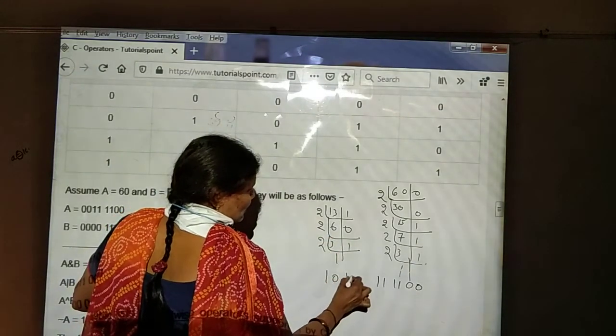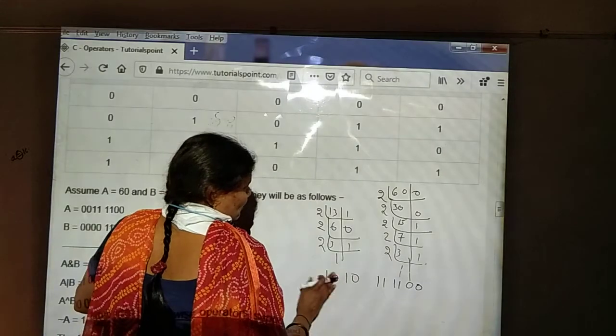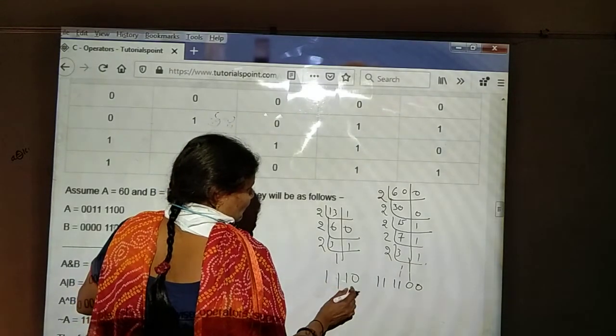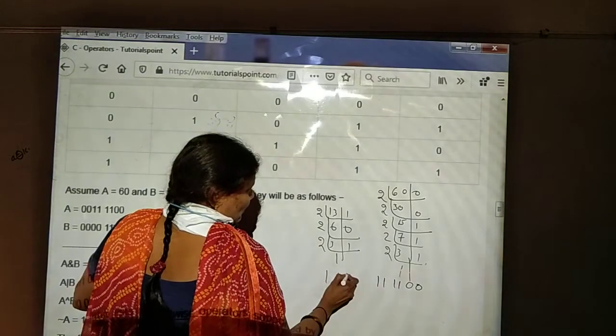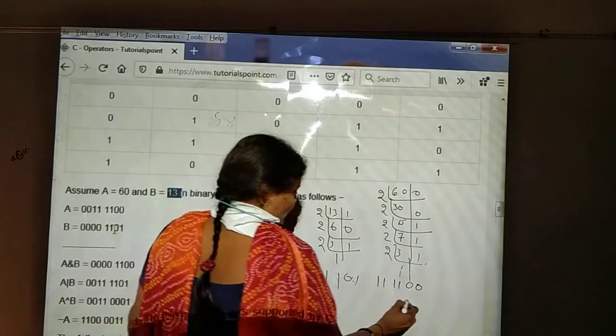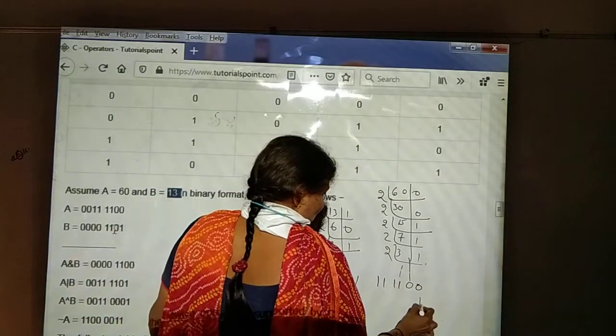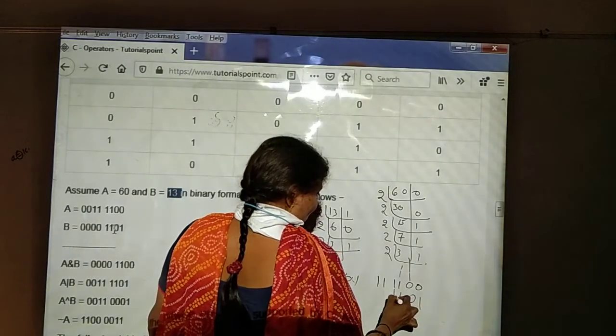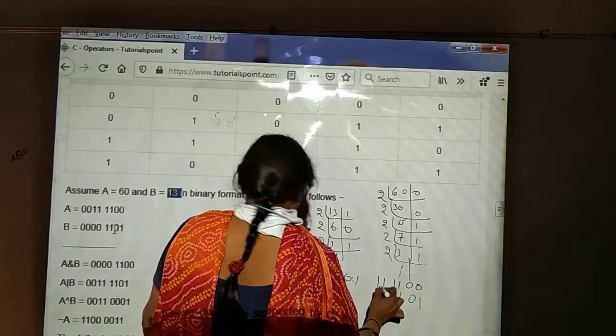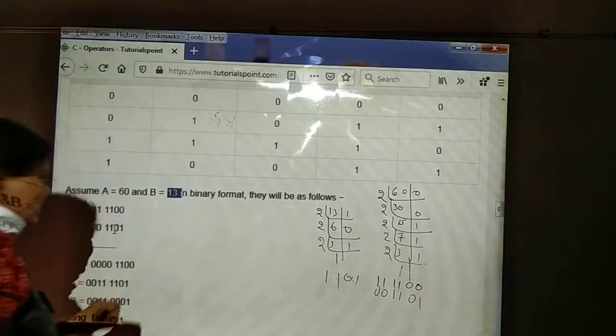1 1 0 1. Means in this way we need to write 1 1 0 1. The remaining bits will be filled with zeros. In this way we need to write.